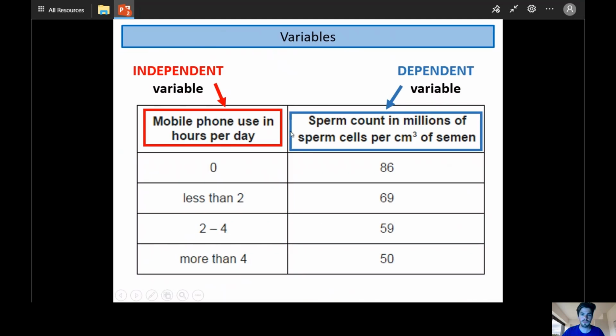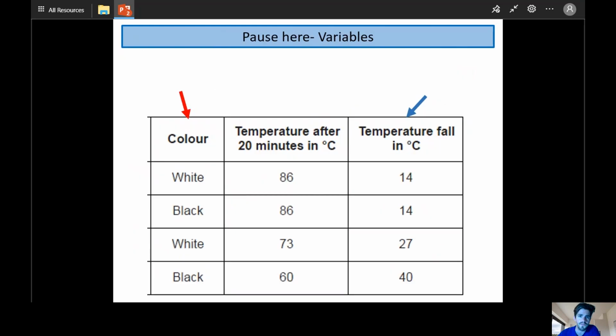Okay, so mobile phone use in hours per day, sperm count in millions of sperm cells per centimeter cubed of semen. Okay, so what's being changed here is we've got probably different groups of people. Some of them are not using phones at all, some of them just very little, medium amount, and quite a lot. So independent variable, different groups of people using the phone for different amounts of time. And the dependent variable, they want to see, is that actually affecting sperm count? In this case, looks like it does. So bad news for anyone trying to conceive a baby who's addicted to Candy Crush.